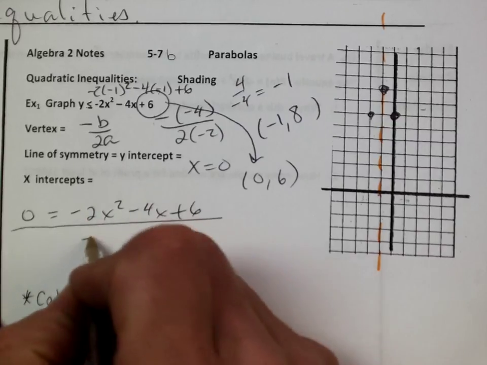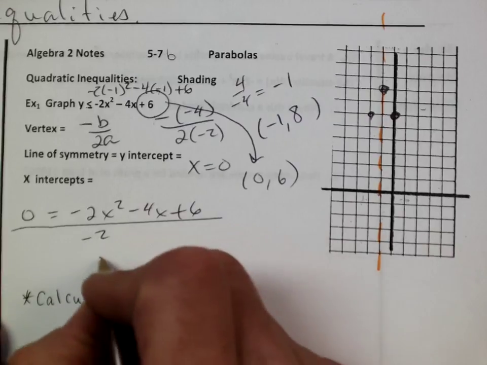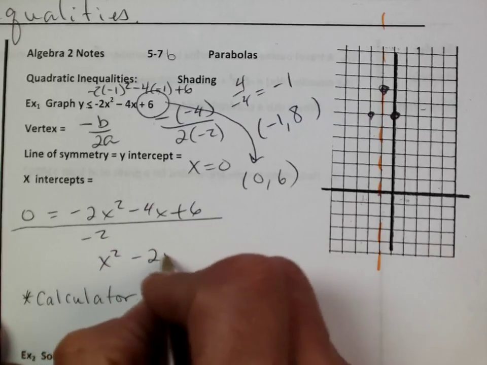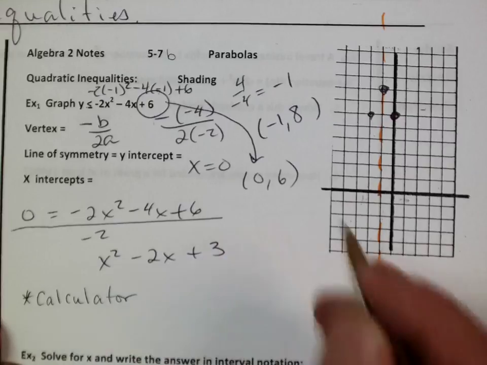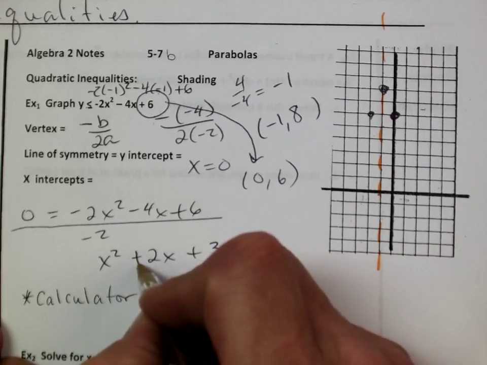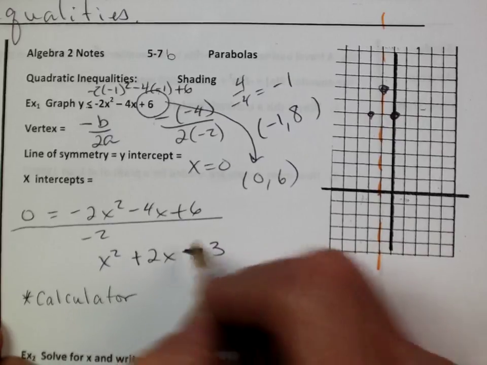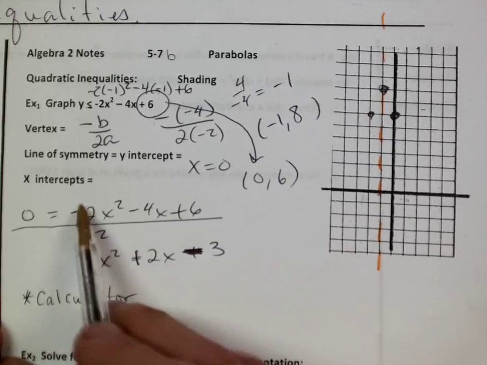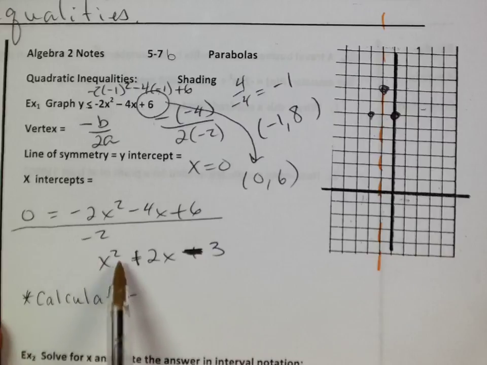So if I divide everything by negative 2, let's see if it makes it any easier for me. I get an x squared minus 2x plus 3, right? Oh, I'm wrong. Positive 2x minus 3. I am so sorry. Divide by a negative. I forgot to turn the signs, didn't I? I got an x squared positive. So I think it'll factor.